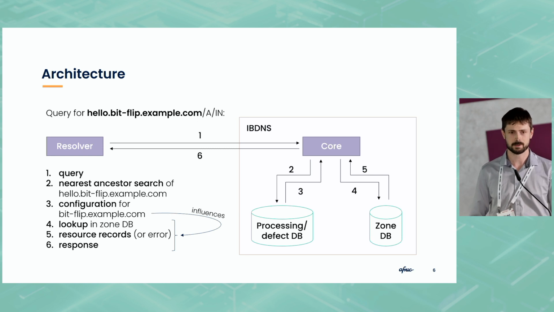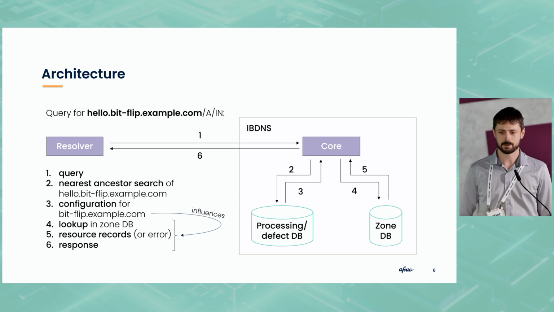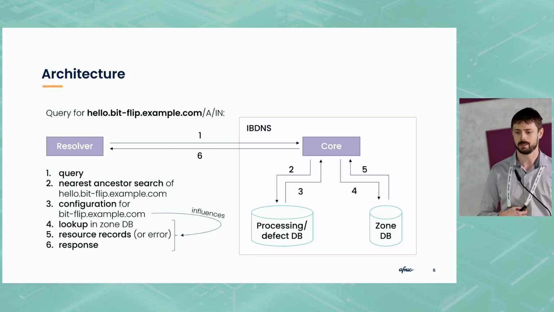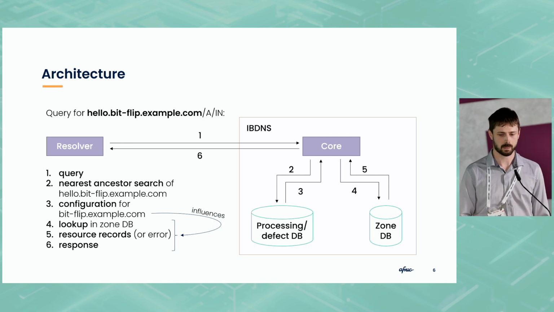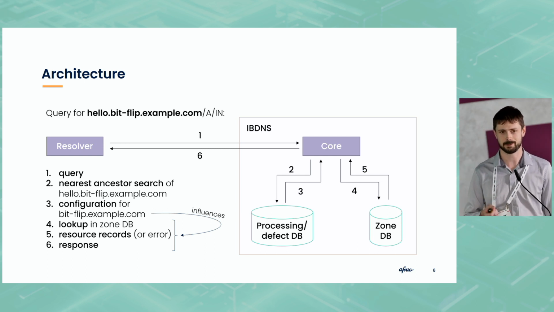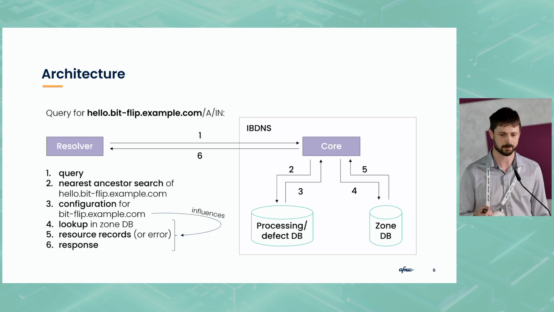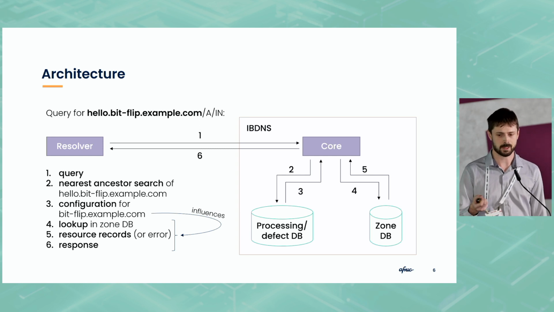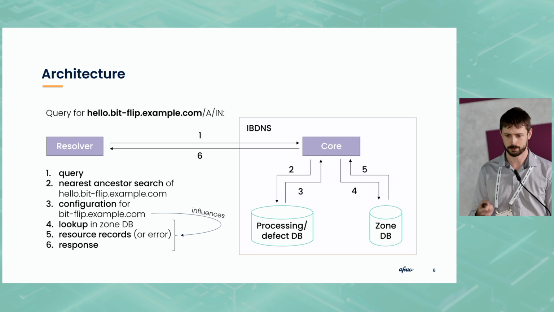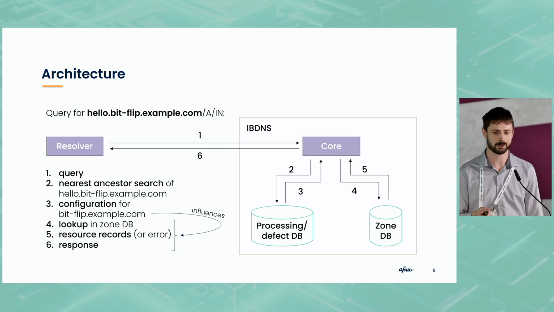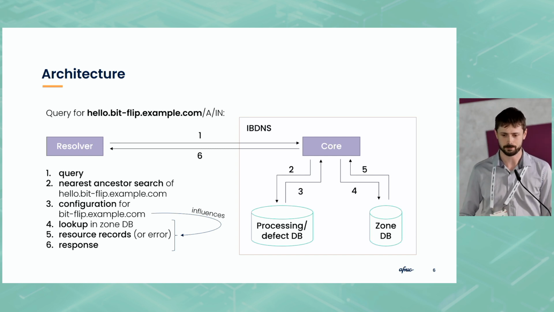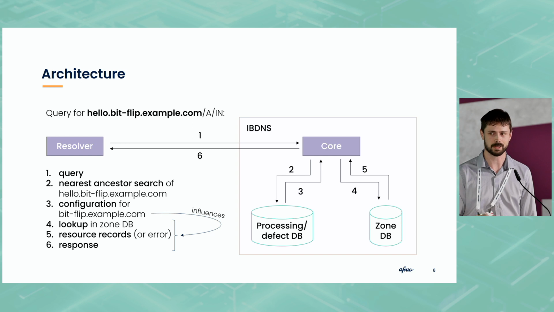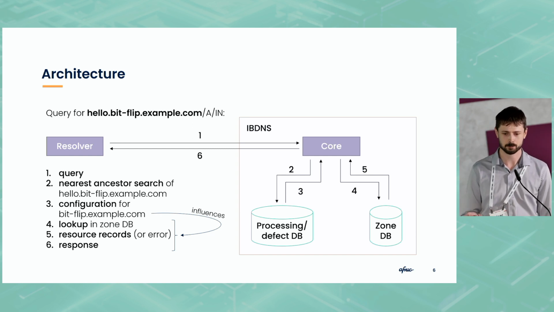These two databases mean that when I'm handling a query, I have to perform two lookups. So here I have configured some behavior for bitflip.example.com, and I'm processing a query for hello.bitflip.example.com. And the first thing IBDNS does is search for the nearest ancestor of hello.bitflip.example.com, and it finds a configuration for that, and this influences the way the query is handled afterwards.